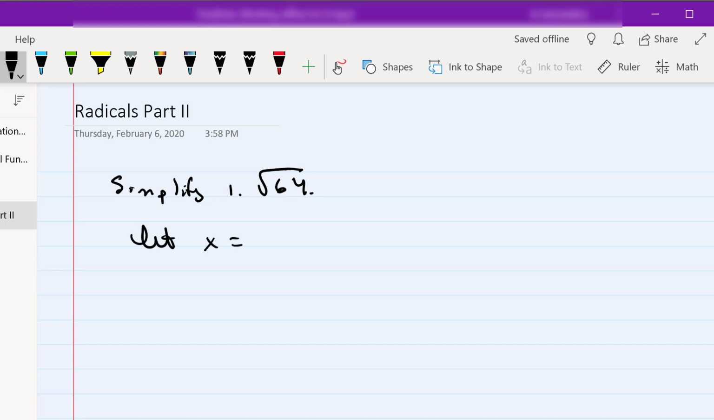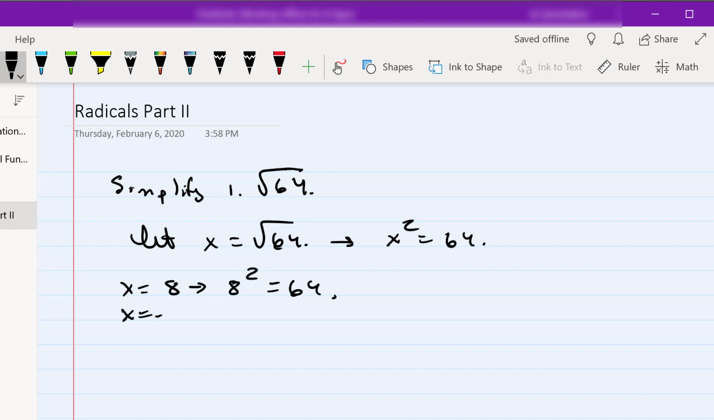To begin, let x equal the square root of 64. If we square both sides, we get x squared equals 64. In other words, what x squared would equal 64? Well, we have two options here. x equals 8 will give us 8 squared equals 64, but x equals minus 8 will also give us 64. So the answer is x equals plus or minus 8.